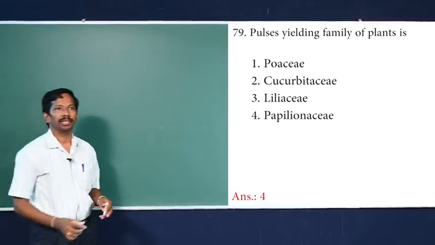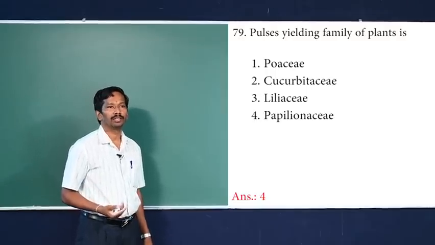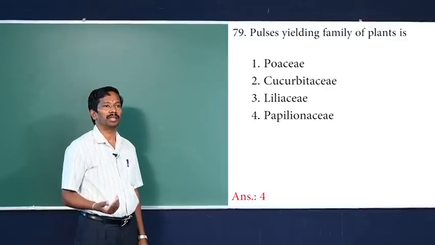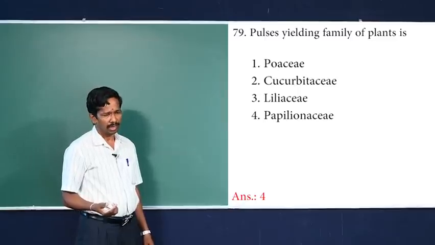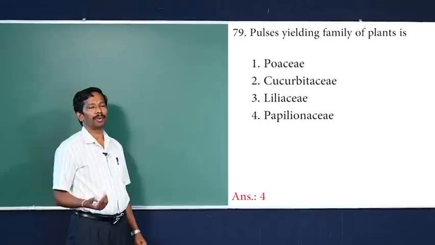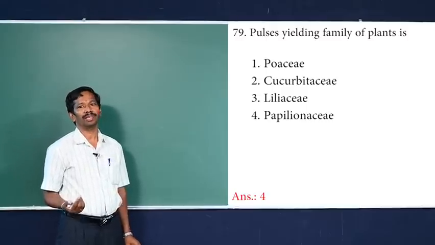79. Pulse yielding family of plants is option number 1 Poaceae, second option Cucurbitaceae, third option Liliaceae, and fourth option Papilionaceae. The option is the fourth one, Papilionaceae. The members of legume plants are represented under this particular family, otherwise called the Fabaceae family. So the answer is 4 for question number 79.